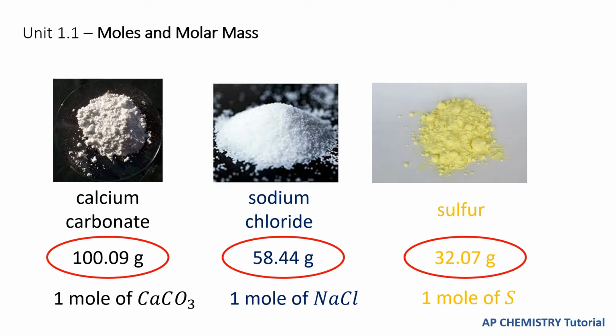So for calcium carbonate, the molar mass is 100.09 grams, for sodium chloride it's 58.44 grams, and for sulfur it's 32.07 grams. So the equivalent mass, or should we say the molar mass, of a particular substance gives us 1 mole of that substance, either a molecular mass or atomic mass.